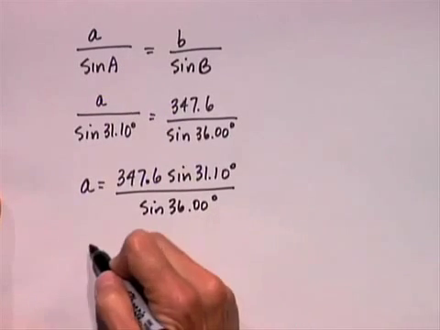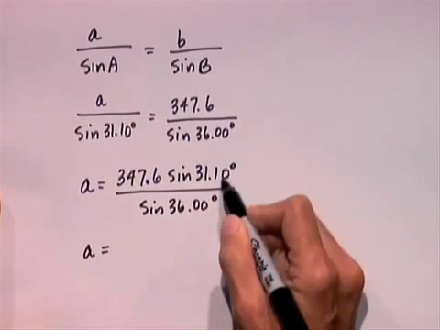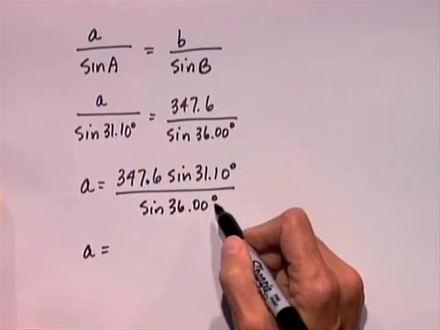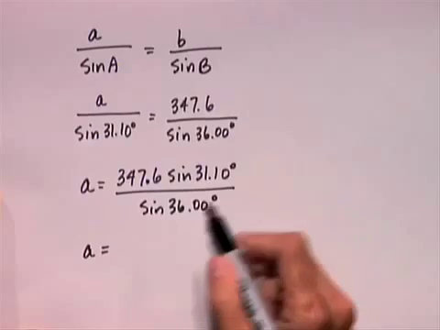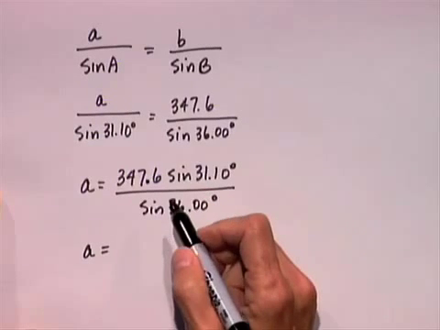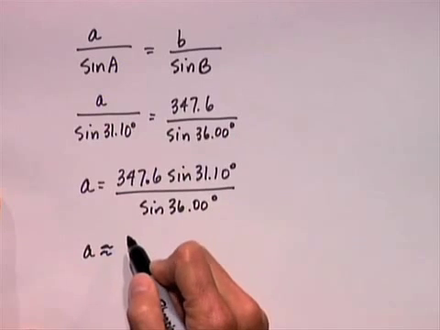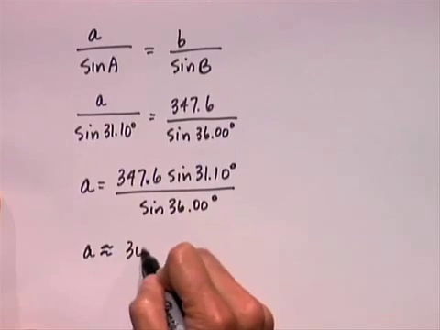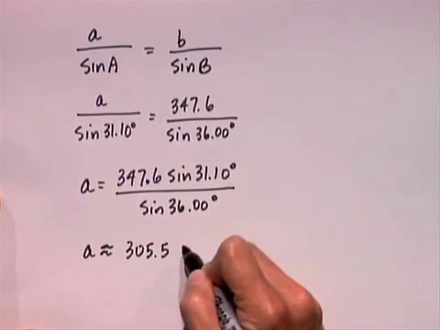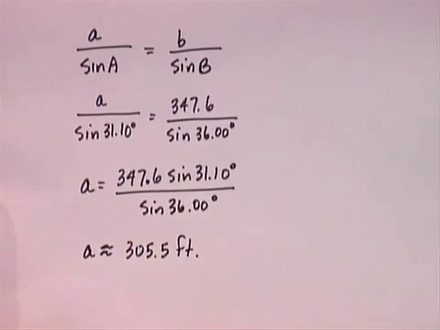Now, with the help of a calculator, make sure that it's in degree mode if you're going to make this particular calculation. You'll find that A comes out to approximately 305.5, and our answer is in feet.